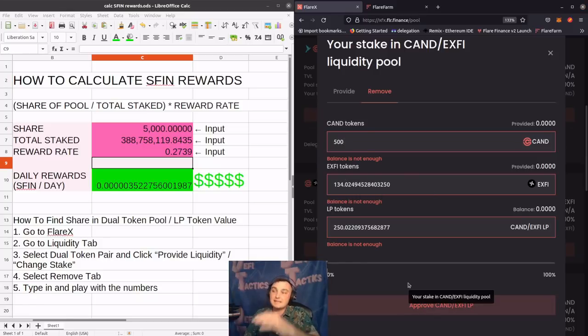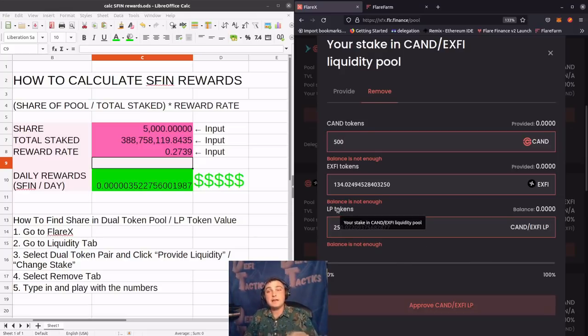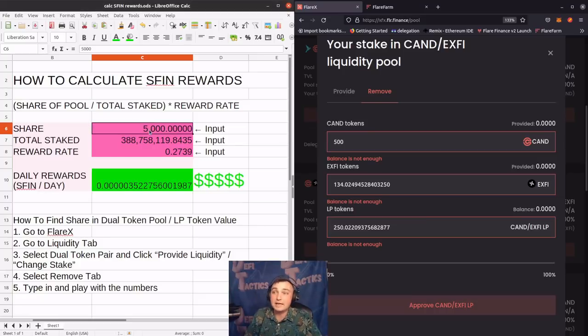So in this case, at this time, $1,000 will get us 250 liquidity pool tokens in the EXFI Canary dollar liquidity pool. So with that knowledge, we know to put in 250.0220 in our share of the pool.